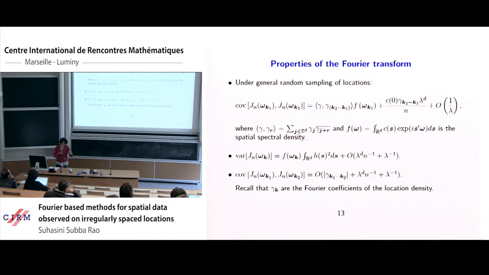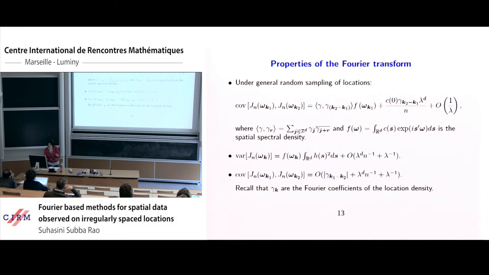So this is the result that we're looking for. We have the Fourier transform at one frequency omega k1, and the Fourier transform at another frequency omega k2, and the covariance between them is the spectral density, which is basically the Fourier transform of the covariance of the spatial process, multiplied by a factor that really depends upon your sampling design, plus some extra errors. Okay, so this is the result that we get.